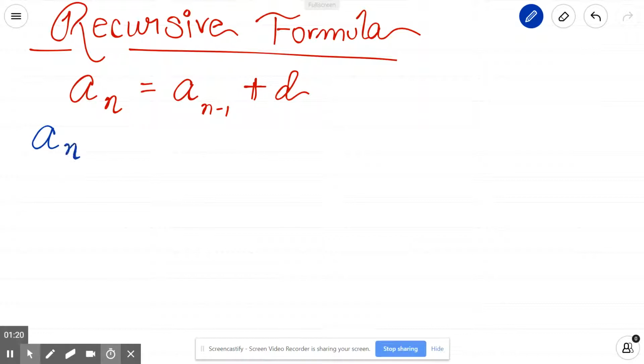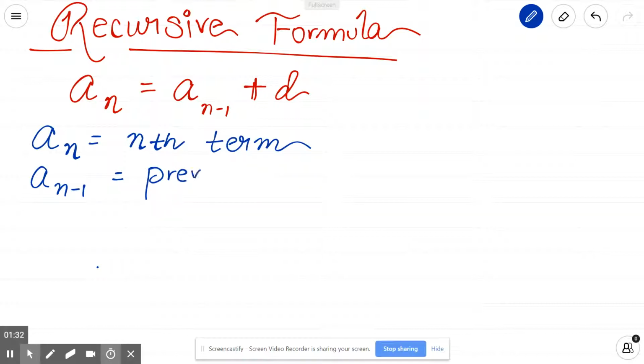So here a_n will be the nth term. a_(n-1) is the previous term. d is the common difference. That means the number that you add or subtract to get the next number.